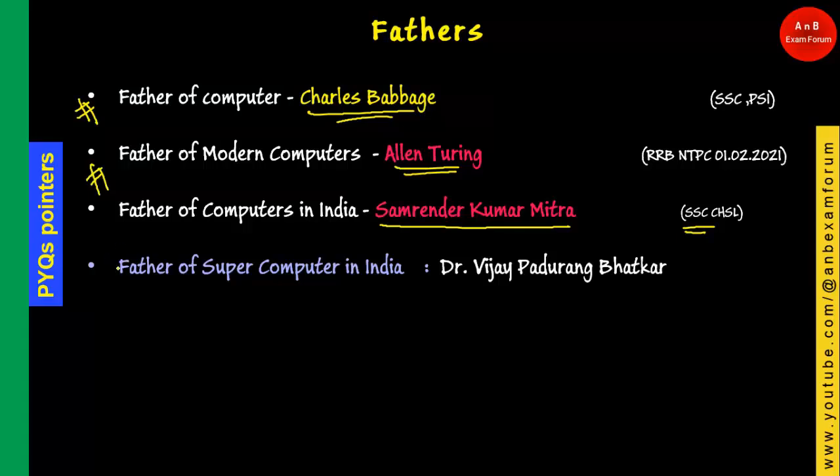Coming to the father of supercomputer in India, it is Dr. Vijay Padurang Bhatkar, who is basically the person involved in developing the first supercomputer, that is Param 8000. So Dr. Vijay Padurang Bhatkar is known as father of supercomputer in India.